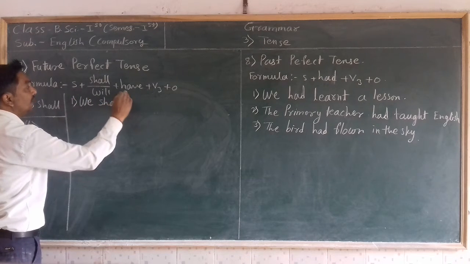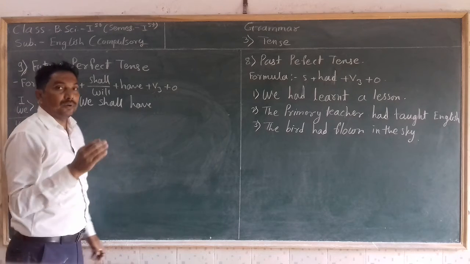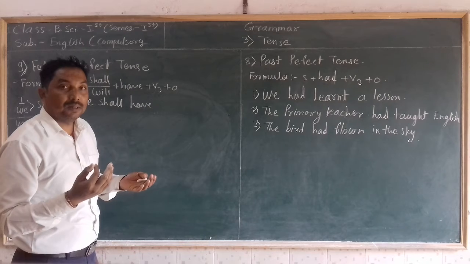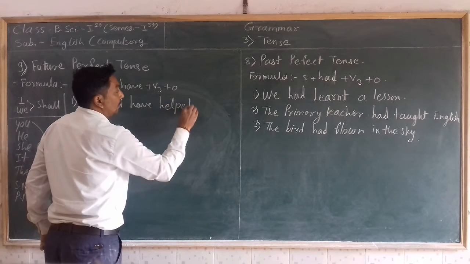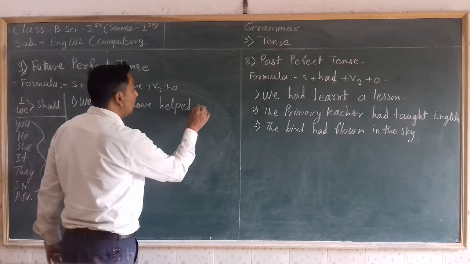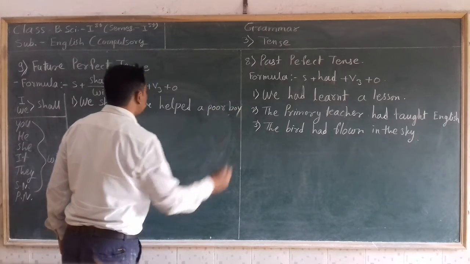We shall, then use have, then V3. I want to take the verb help. So what is the third form of help? It is help. Then the object: whom did we help? A poor boy.